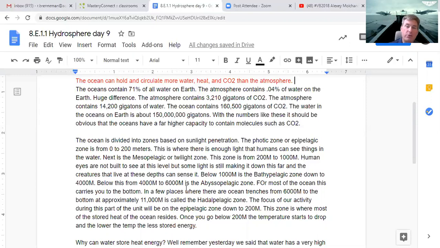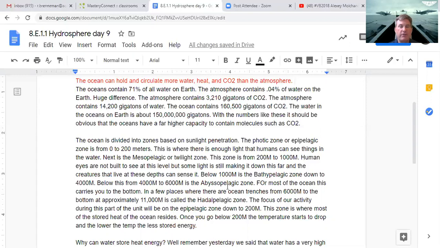Below 1,000 meters is the bathypelagic zone, down to 4,000 meters. Below that, from 4,000 to 6,000 meters, is the abyssopelagic zone. Most of the ocean, this carries you to the bottom. 6,000 meters is about as deep as the typical deep parts of the ocean. The only places that are deeper than that are the trenches, where from 6,000 meters down to the bottom at about 11,000 meters is called the hadal pelagic zone.